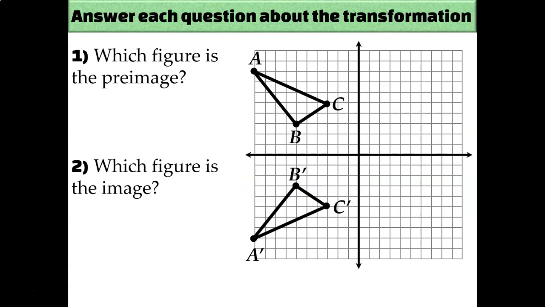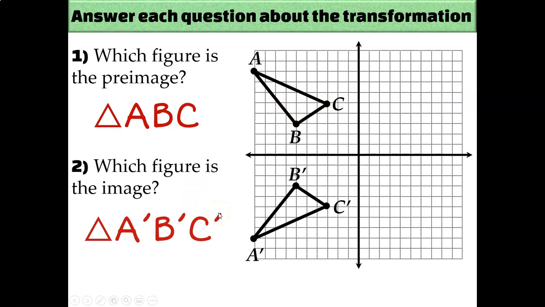So let's look at a few examples and identify some important information about each transformation. For example, looking at this transformation, which triangle is the preimage and which triangle is the image? In other words, which triangle came first and which triangle is the result of the transformation? Well, the easiest way to tell that is just based on which triangle has the apostrophes, because that is the image. So triangle ABC, this guy up here, that's the preimage. That's what we started with. And then it became triangle A prime, B prime, C prime after it was transformed.